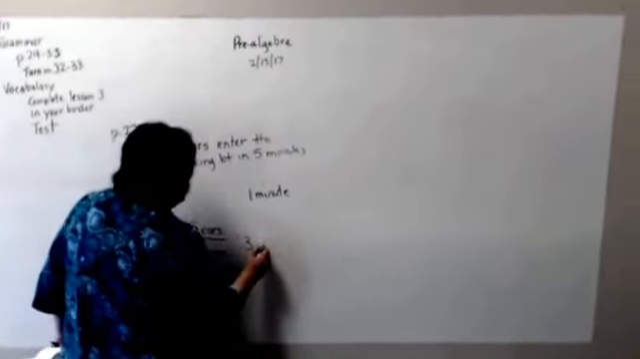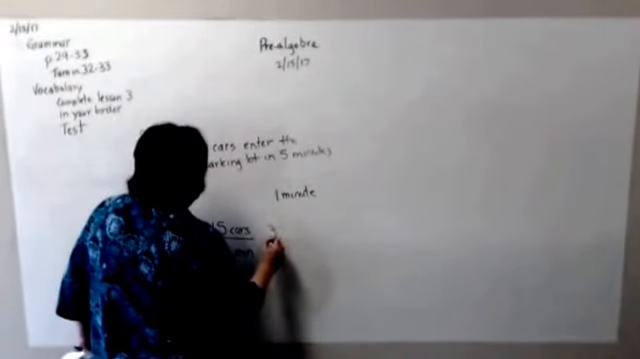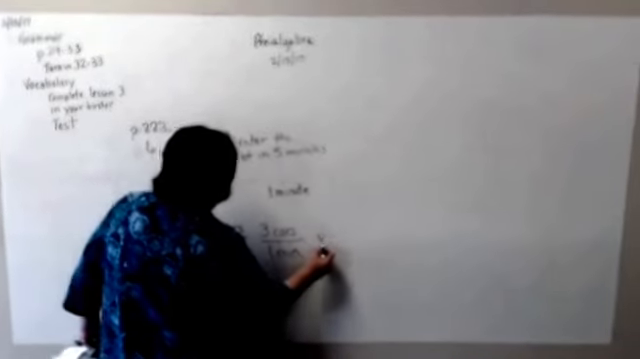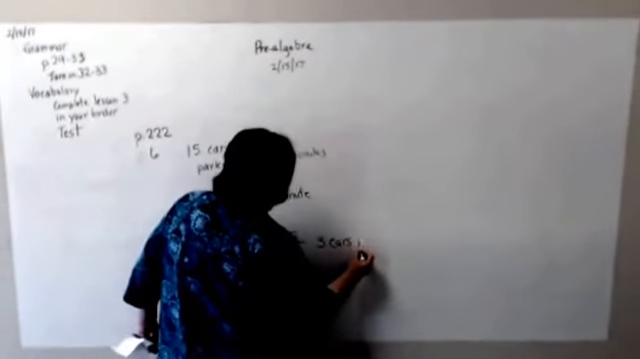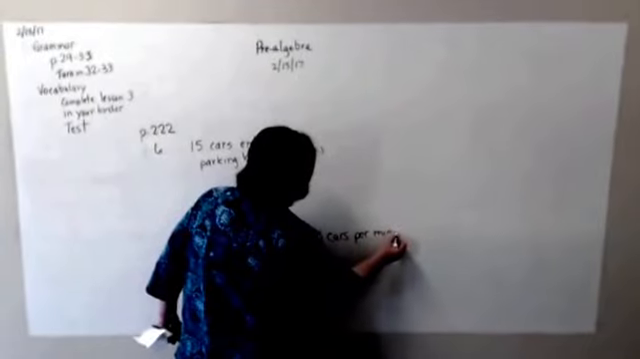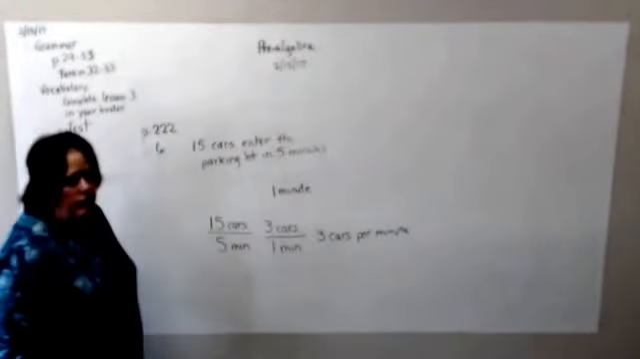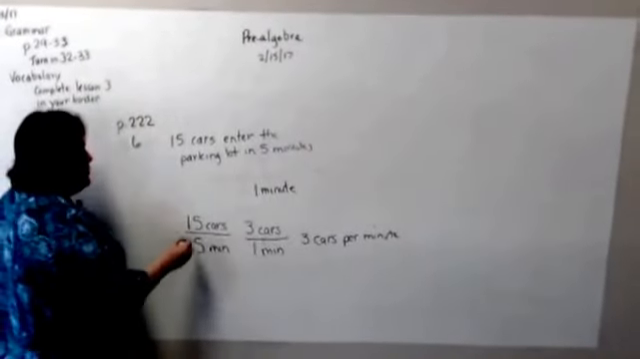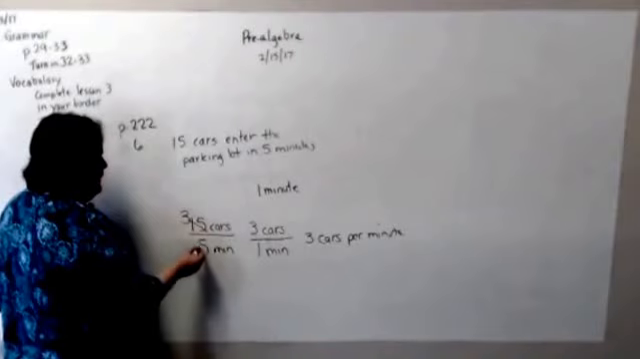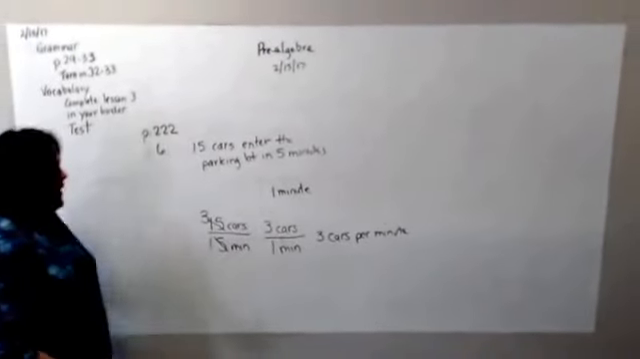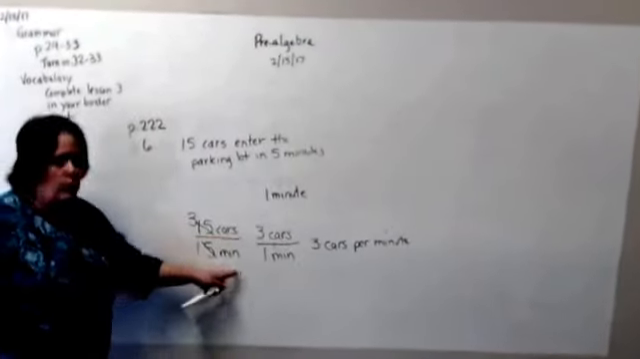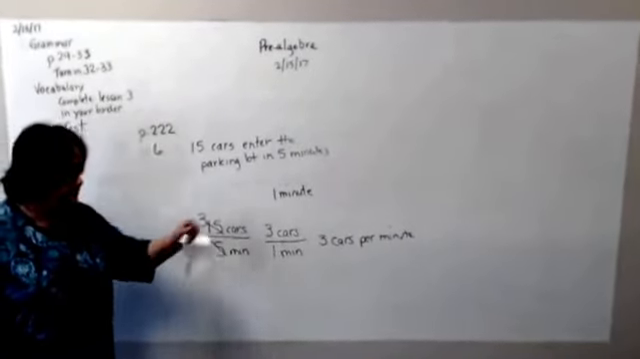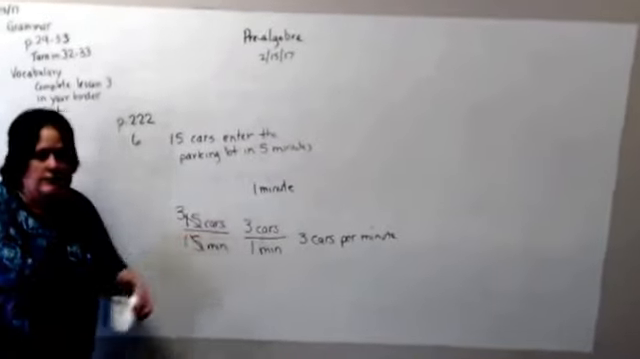So it's 3 cars per 1 minute, or 3 cars per minute. When we want to find the unit rate, we just divide. Now look right here. It's just the same thing as reducing. 15 divided by 5 is 3. 5 divided by 5 is 1. 3 cars per 1 minute. Or we can just do 15 divided by 5, and we get 3. That's going to leave us a 1 here.